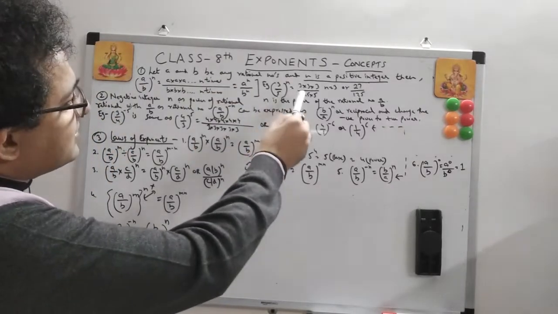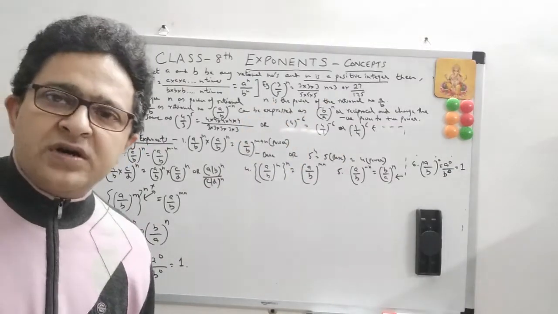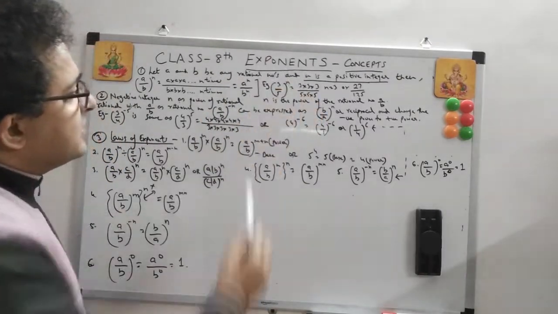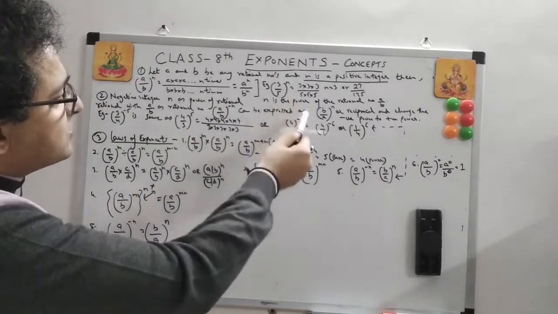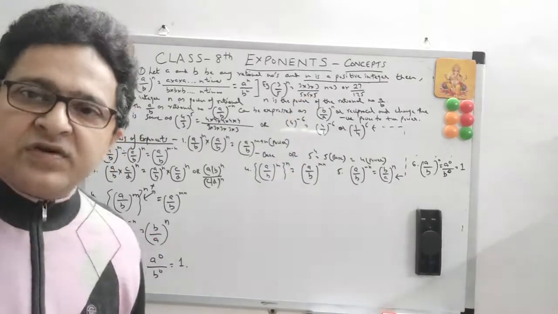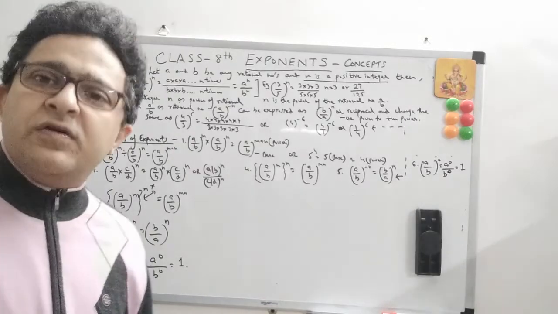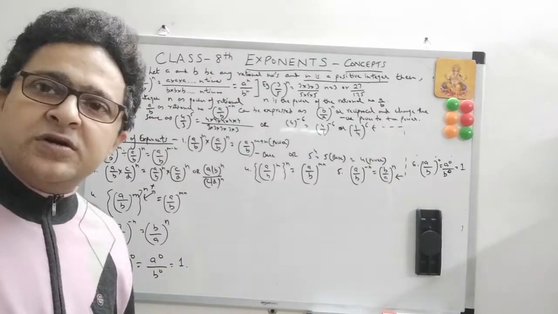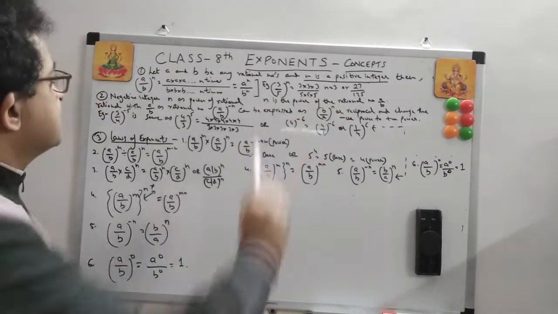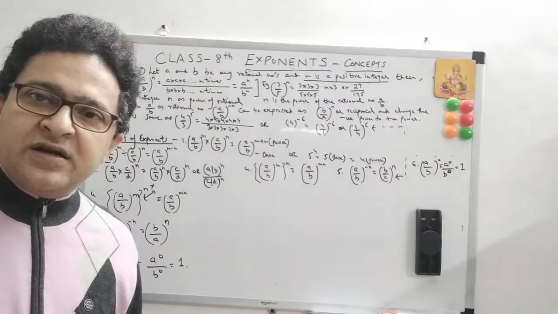So (3/5)^n, where n is the power, and a and b are the base. Suppose I have taken n equal to 3, so 3 to the power 3 over 5 to the power 3. Here n is the power, and this is the base, because the power is always to the base. So 3 to the power 3 is 27 over 5 to the power 3. This is basically how exponents will be represented, right, students?